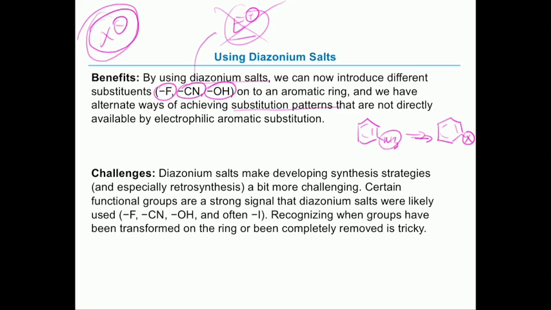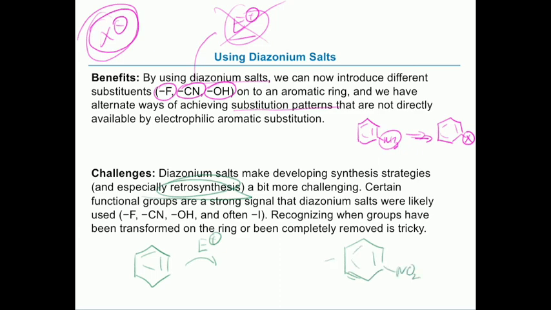The downside is that it makes retrosynthesis really tricky, kind of like the carbonation reactions and the malonate esters. It's not always obvious how you might install that group, because if you're thinking about electrophilic aromatic substitution, where we start off with some type of substituted benzene, we're assuming we're going to be adding E+ to put that group in.